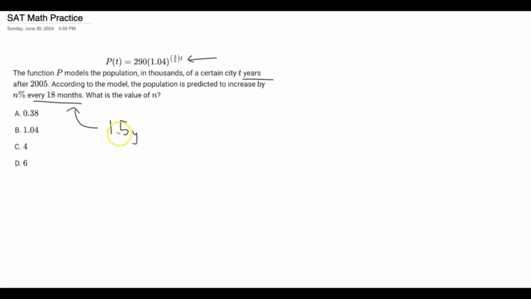And so now what we can do is just plug 1.5 into our equation, and it's actually funny because 4/6 times 1.5 gives us 1, right? So in reality, when we raise the 1.04 to a power of something, we're raising it to a power of 1.